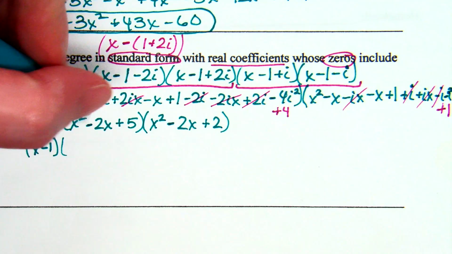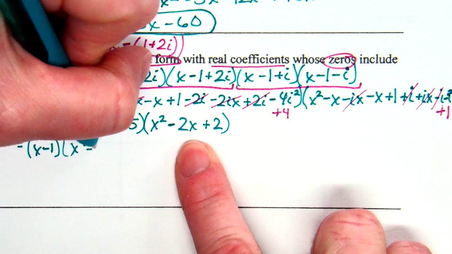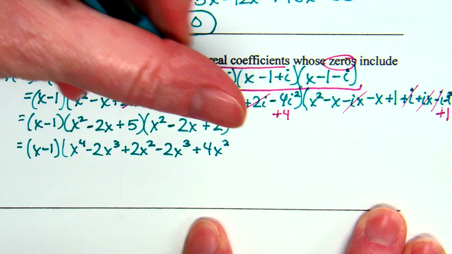Negative 2x times x squared, minus 2x cubed. Negative 2x times negative 2x, plus 4x squared. Negative 2x times 2, minus 4x. And now I'm distributing the 5. 5 times x squared, plus 5x squared. 5 times minus 2x, minus 10x, and 5 times 2, plus 10.